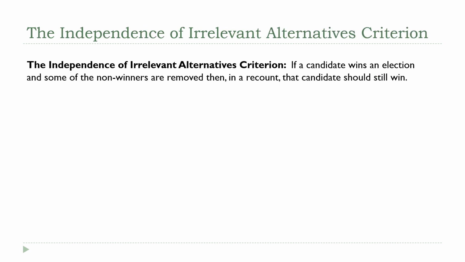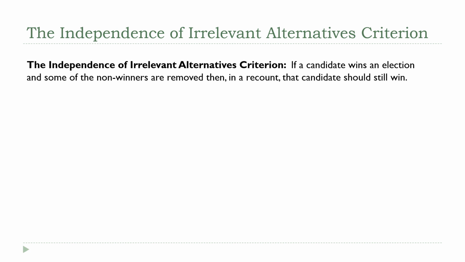Our next criterion is called the independence of irrelevant alternatives criterion. In this case, irrelevant alternatives is kind of a polite way of saying the people who lost. If you look at this statement here, if a candidate wins an election and some of the non-winners are removed, like we did with the plurality with elimination method, then the original winner should still win. In other words, if we remove people who didn't win the election, that shouldn't change the result.